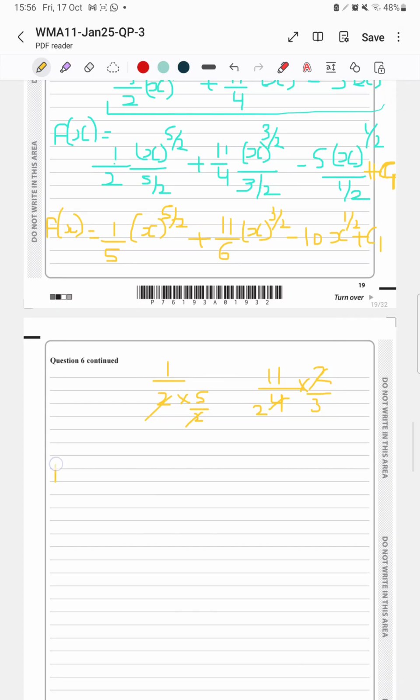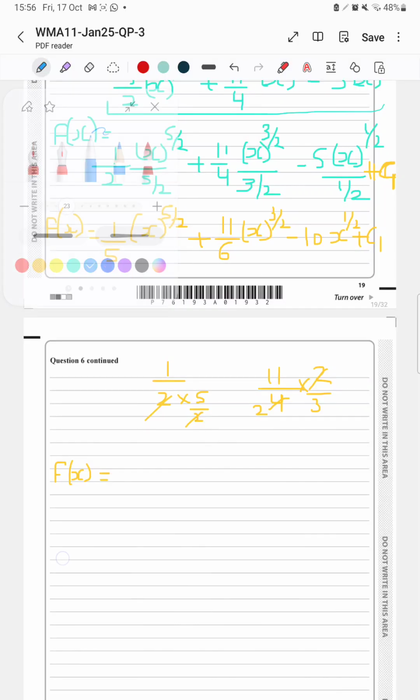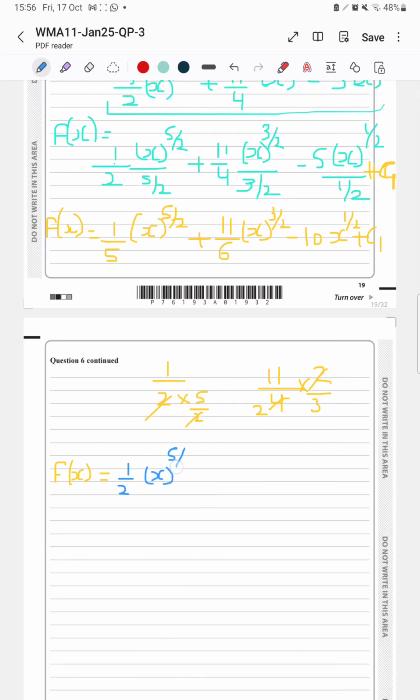So what I am going to do: f of x is equal to, here I am substituting the value. I will write it this way first: x to the power of 5 by 2, plus 11 over 6 x to the power of 3 by 2, minus 10 x to the power of a half, plus c1. The point (4, minus 5) lies on the curve.